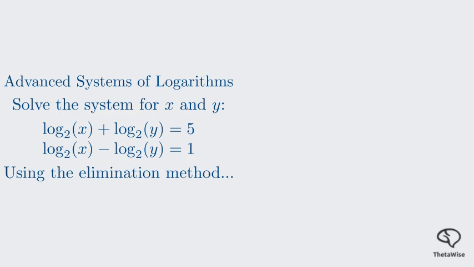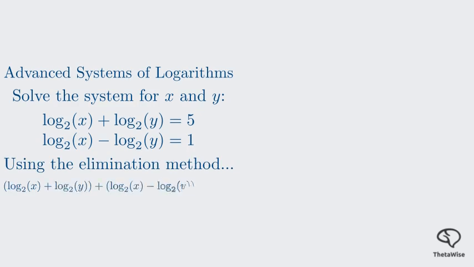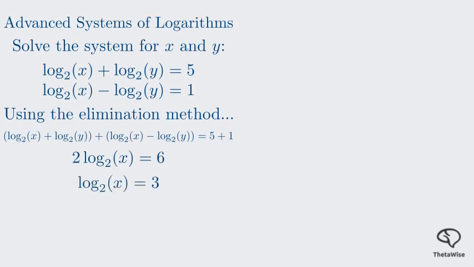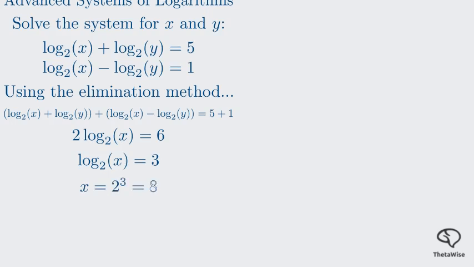Let's add the two equations together. Adding the equations, the sum of the left sides equals the sum of the right sides, 5 plus 1. The positive and negative log base 2 of y terms cancel out, leaving us with 2 times log base 2 of x equals 6. Dividing both sides by 2, we find log base 2 of x equals 3. To solve for x, we convert this to exponential form. 2 to the power of 3 is 8.